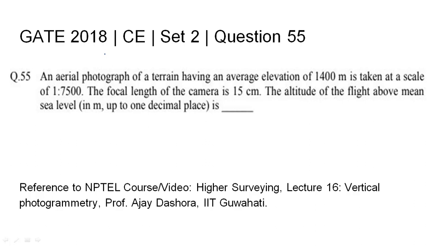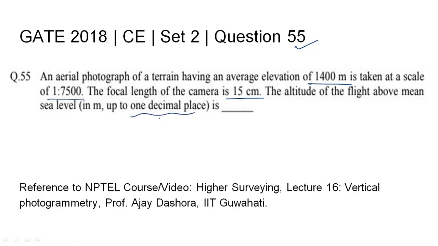GATE 2018 Civil Engineering Set 2 Question 55. An aerial photograph of a terrain having an average elevation of 1400 meter is taken at a scale of 1:7500. The focal length of the camera is 15 centimeters. The altitude of the flight above mean sea level in meters needs to be found up to 1 decimal place.